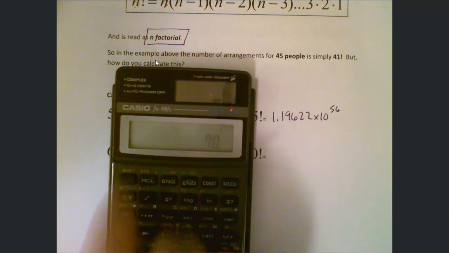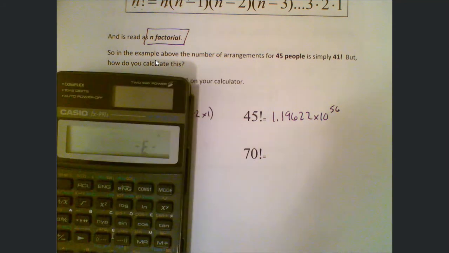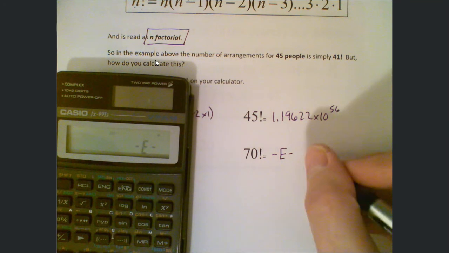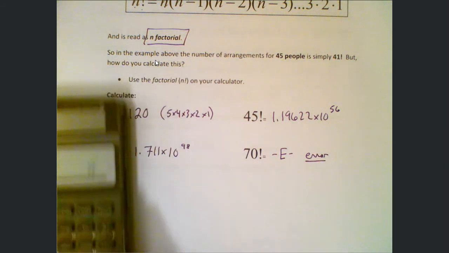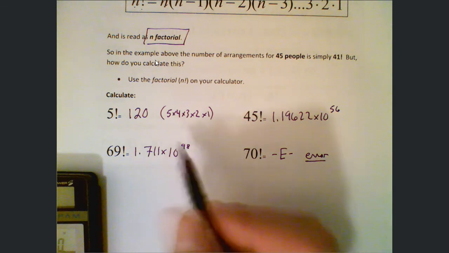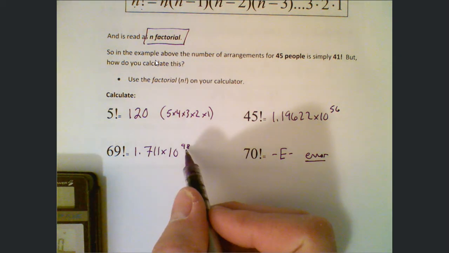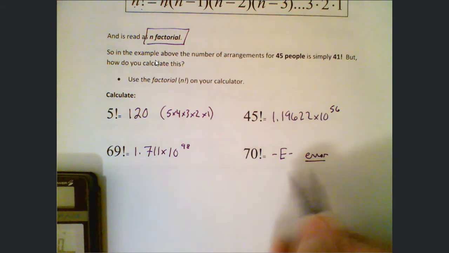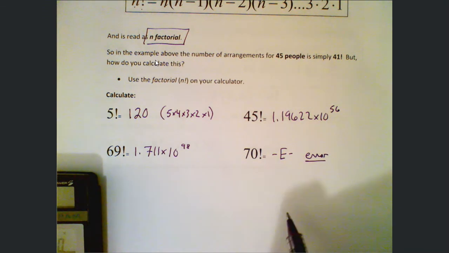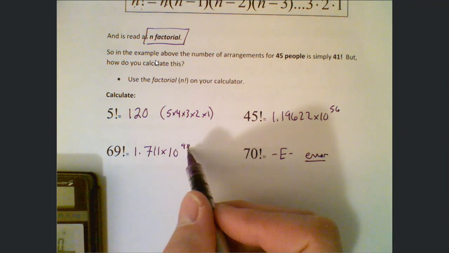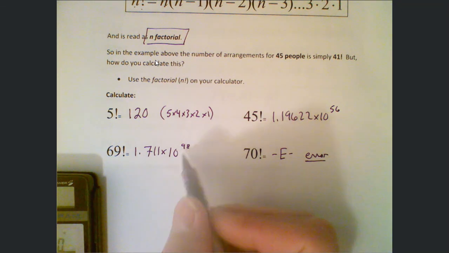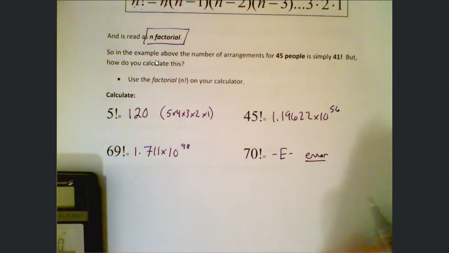Okay, 70 factorial gives me an error. Depending on your calculator, it may or may not give you an error. Most calculators won't go over 10 to the 98. If you're using your phone, I think it actually will go over. Once you get over 10 to the 100, you get an error on your calculator. So that's just important to note.